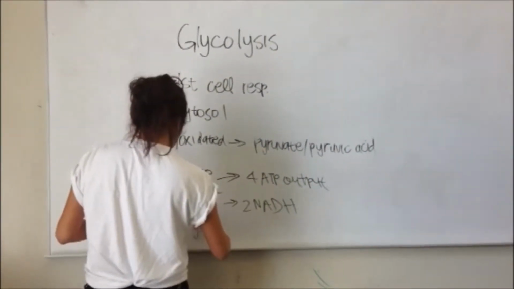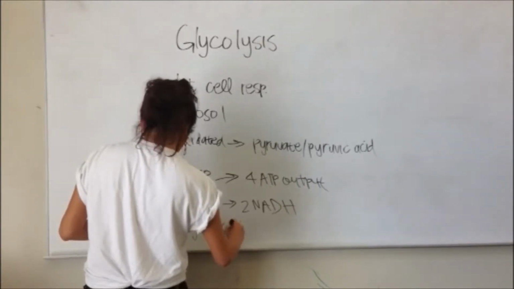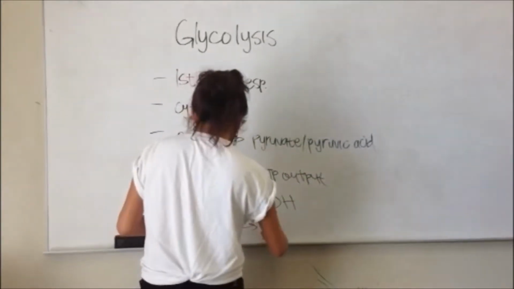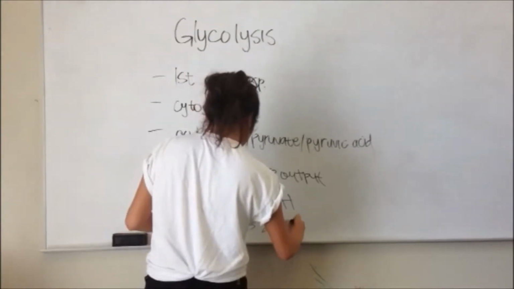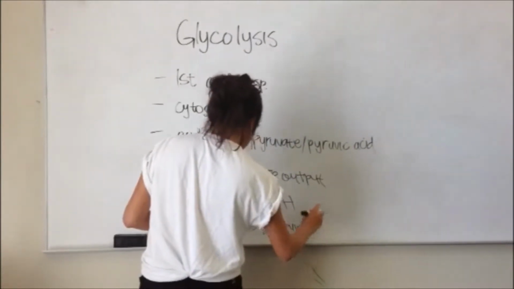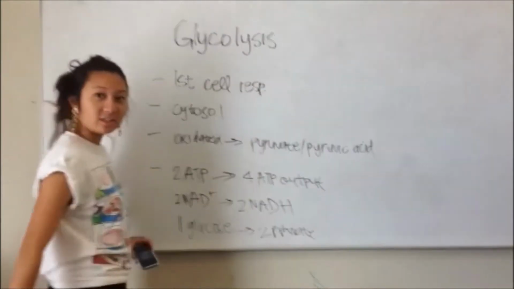1 molecule of glucose, which creates 2 molecules of pyruvate. And that is glycolysis.